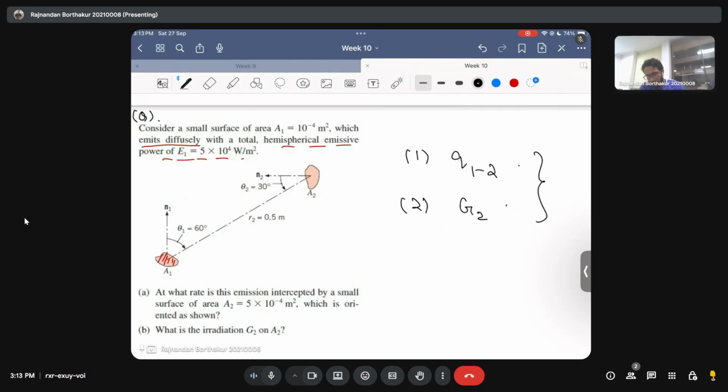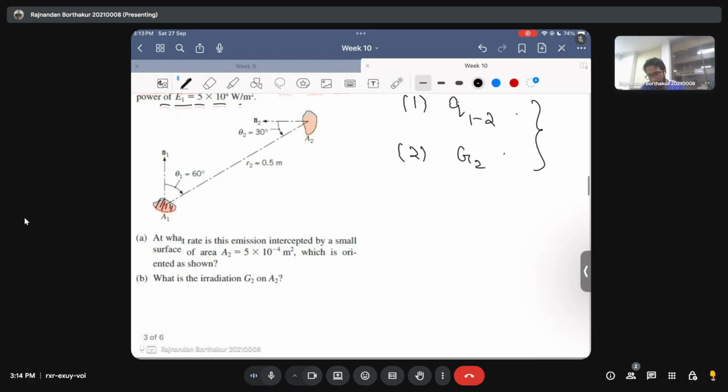Anyways, so first of all, as I said, what we need to evaluate is the first quantity, which is the rate at which the emission that goes out of 1 is intercepted by this area 2, and we'll denote this emission as Q12. And the second thing is basically G2, that is the irradiation that falls on the differential area A2.